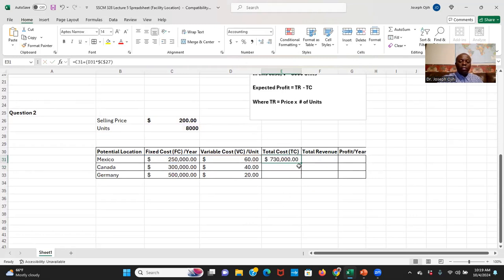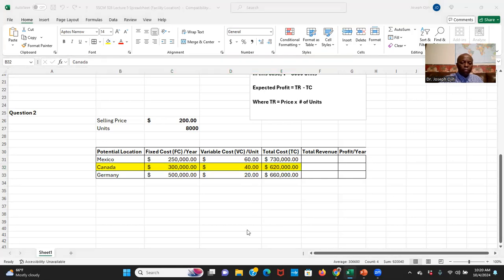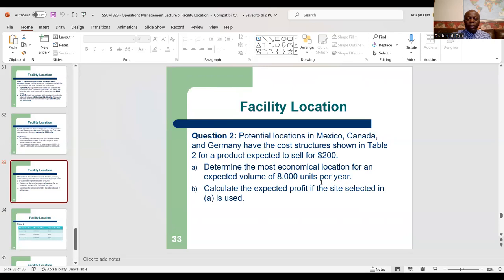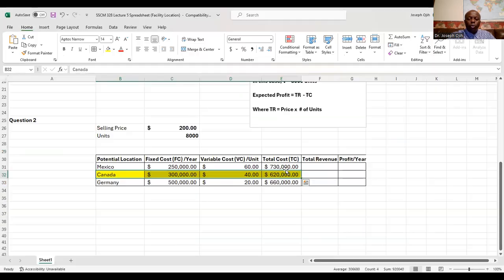It gives 730,000. Then you can copy it down to get the rest of them. So you can see that the one that has the lowest total cost is Canada right here. Remember that the question was to find the most economical location for an expected volume of 8,000 units per year. So based on our calculation here, you can see that Canada has the lowest total cost.